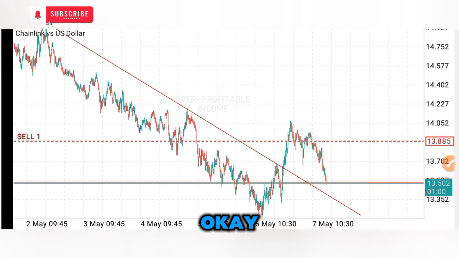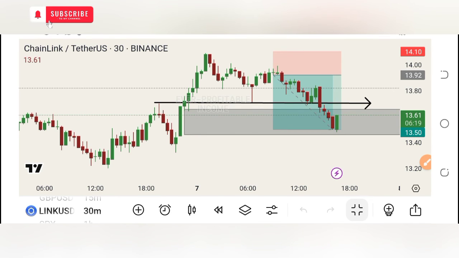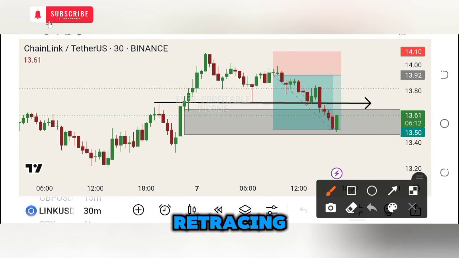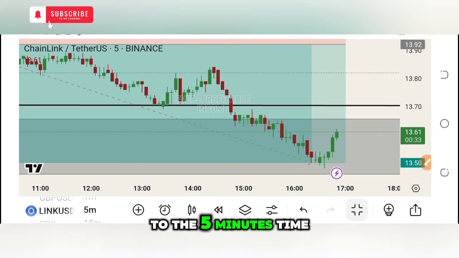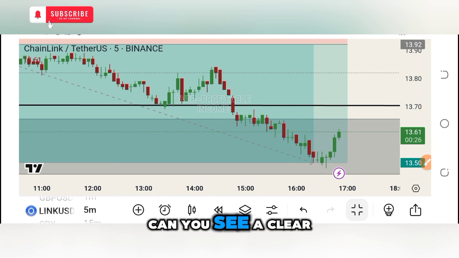So like I said, when price is done balancing the price, when it's done filling up the imbalance, it's gonna retrace. Can you see it's currently retracing? Can you see that there's been a reversal? You can see a bullish candle. If you go down to the 5 minutes time frame, you can see the clear reversal.